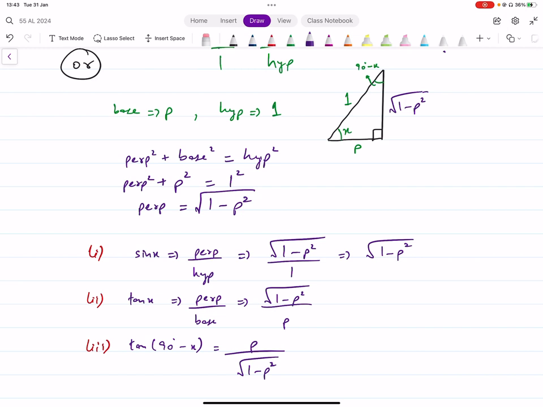What if the angle is not acute? So we'll see some examples of that. Is this clear to everyone?